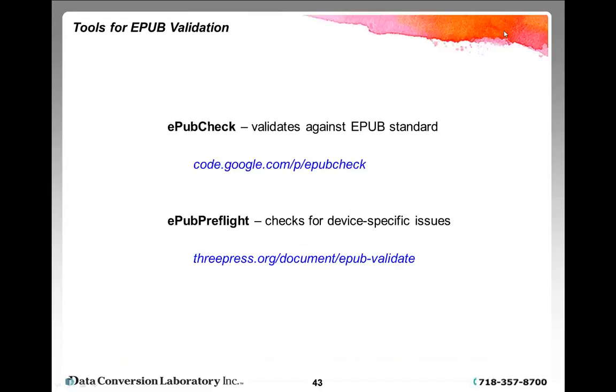Here I have just some reference to some of the tools that we use for EPUB validation. EPUB check is publicly available, and it validates against the EPUB standard. And EPUB pre-flight checks for device-specific issues, like some of the devices won't accept the file if it's over a certain size, and other things like that. So basically every file has to be validated according to these tools.